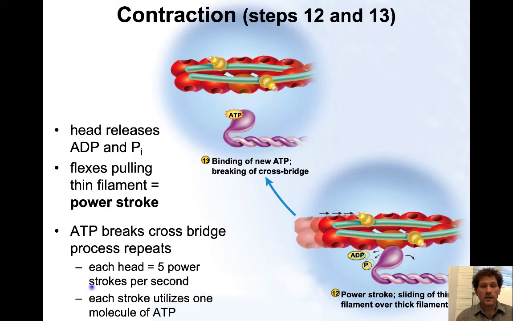And so each head will have about 5 power strokes in a second. If you think about the sheer numbers of this, thousands and thousands of these little myosin heads binding and utilizing thousands and thousands of ATP molecules, right? This is why we have lots of mitochondria to continuously crank out ATP to feed these things, so that we can have these sustained contractions and prolonged muscular activity.